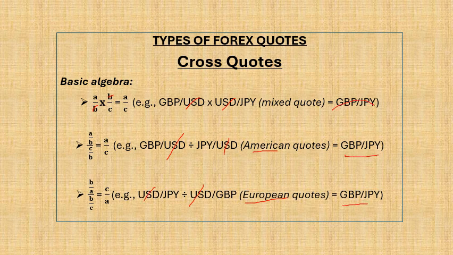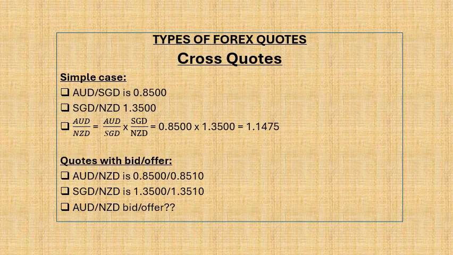Let's take one example with neither quote involving the USD. Let's say we know that the AUD SGD is 0.85 and the SGD NZD is 1.35. We can calculate AUD NZD as follows. AUD NZD is equal to AUD SGD into SGD NZD. The Singapore dollar gets cancelled out and you get the AUD NZD quote, which is 0.85 into 1.35, which is 1.1475.